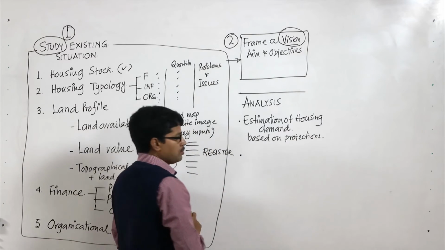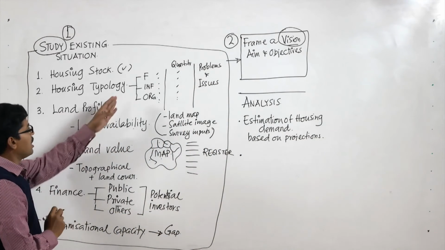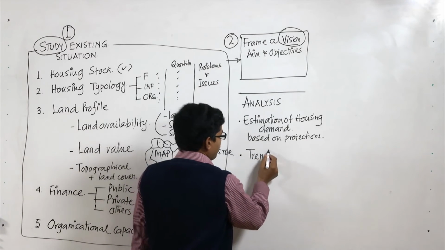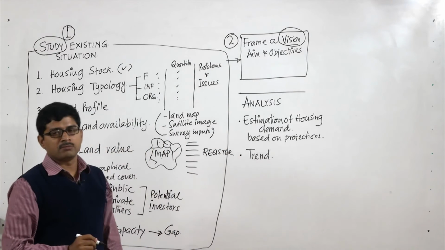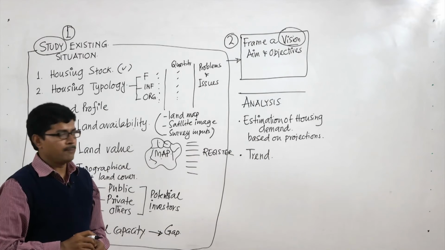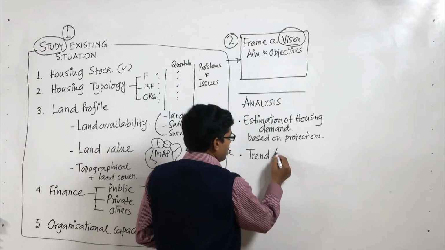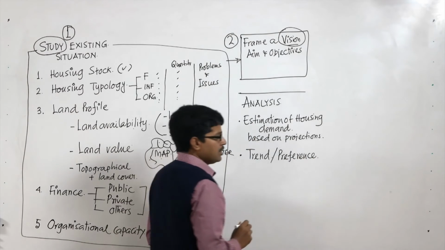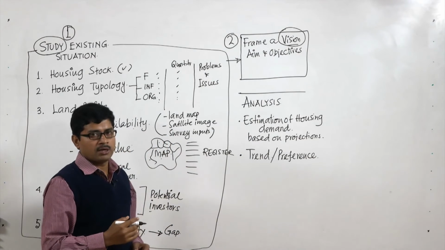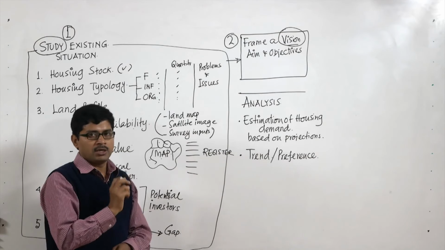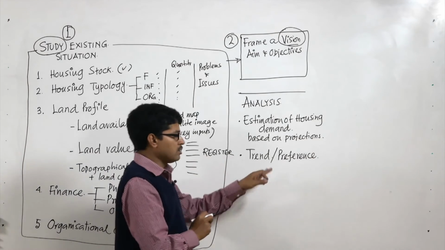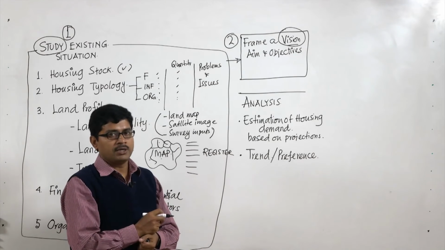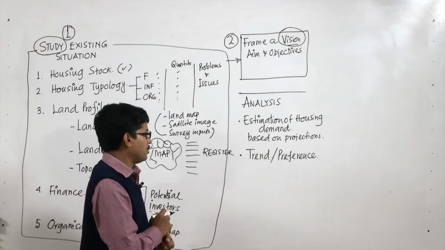The second analysis which we have to do is the trend analysis of the housing typology: what kind of trend is visible in that city, what type of housing typology is preferred by the people, that needs to be studied. So, trend or preference needs to be studied through interviews, through surveys, at least at a sample level for each typology. Based on the trend and preference we will be able to tell what housing typology is preferred by the people and what could be the future direction of the housing development towards that typology.